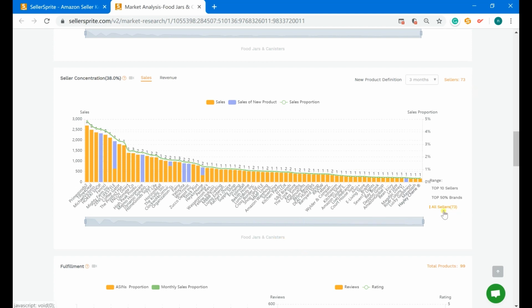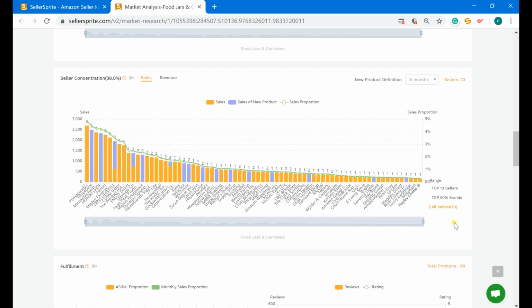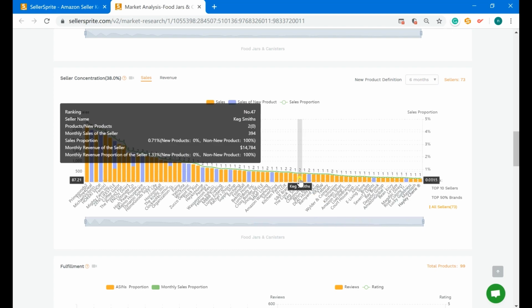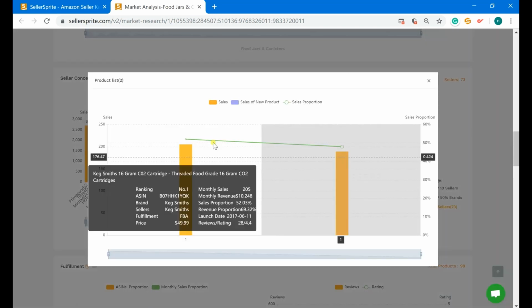Second, changing the new product definition to 6 months, we can see a number of new sellers are in this market, indicating that this is a market that can accept new sellers. Third, and again, you can click the column to study each seller's products.